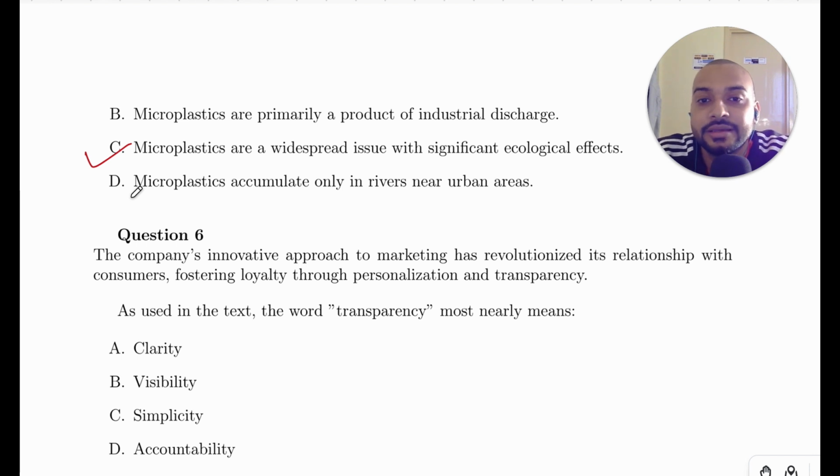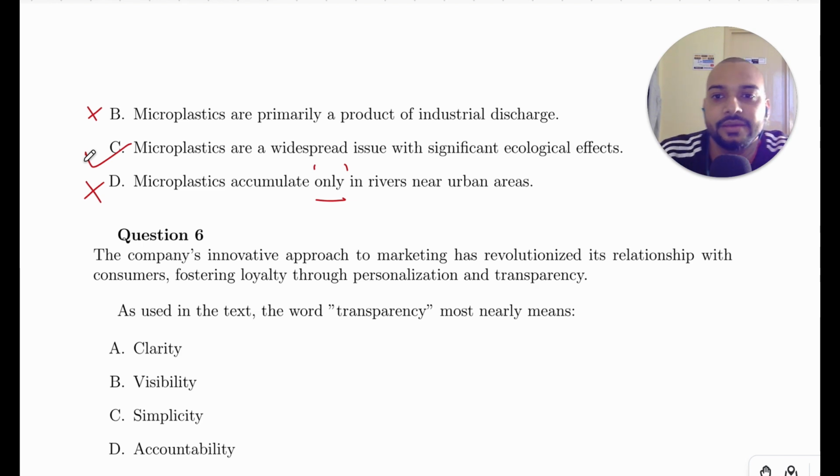Microplastics accumulate only in rivers near urban areas. No. Text 1 has mentioned this, that from urban runoff, but again, it hasn't mentioned the word only. So this is again an extreme word, and text 2 has not said anything about the source. Okay. So option D is also wrong. So the most correct one, the most accurate one in the context of both the passages is option C, since text 1 also points towards this, that they have ecological effects, and text 2 mentions this explicitly.